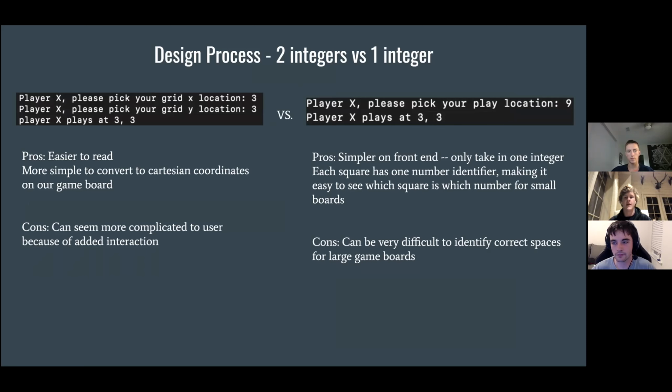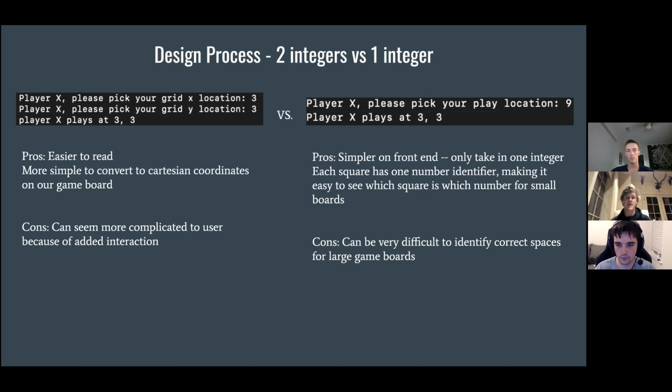The first issue that we ran into with the design of the game was whether to take in the user input as one or two integers. One integer would map each square of the tic-tac-toe board to a number, where two integers would have it like a Cartesian coordinate plane. We decided to go with the latter because it was more simple and cut out user error because each square is more easily identifiable.